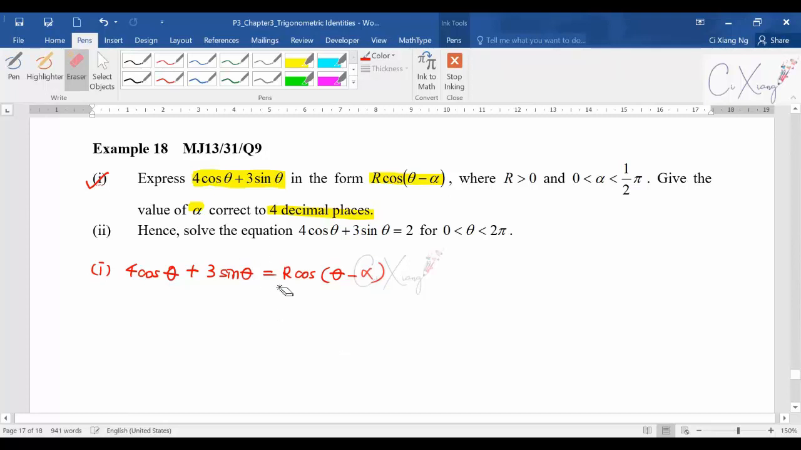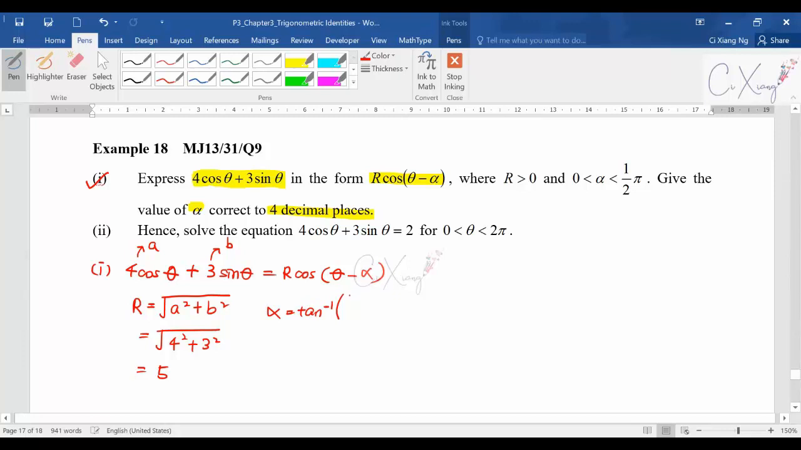So to get the value for R and also alpha, it is very straightforward. You just need to apply the formula. For this case, you should know that A is 4 and B is 3. How to get R? R is the square root of A squared plus B squared, which equals 4 squared plus 3 squared, and you will get 5. Then to get alpha, it is tangent inverse of B over A. So B over A is 3 over 4. And try to keep it to 4 decimal places.